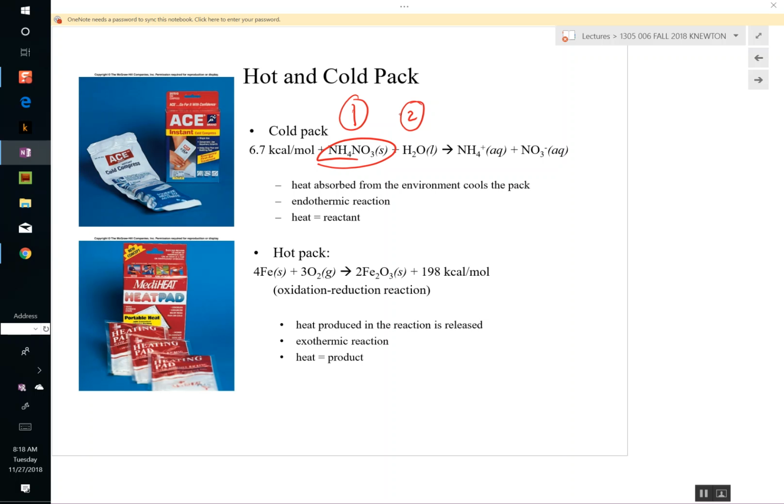I don't call it a chemical reaction. That's ammonium nitrate going into solution. It's dissolving in the water.